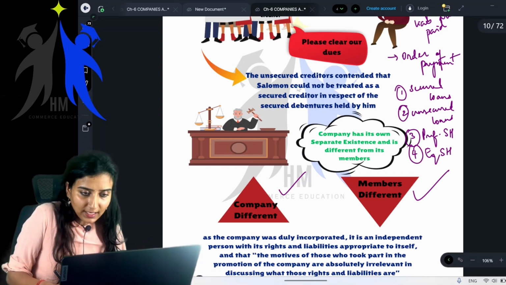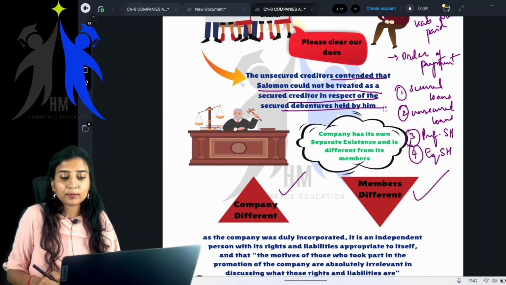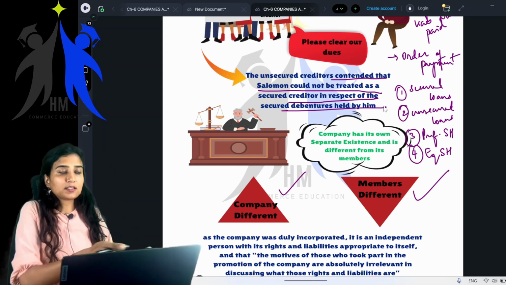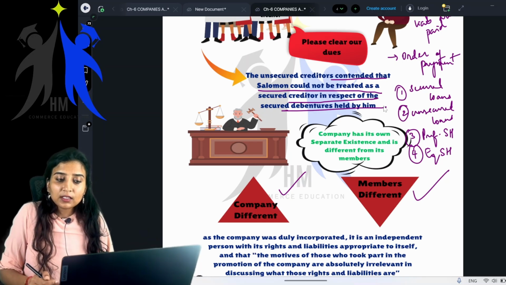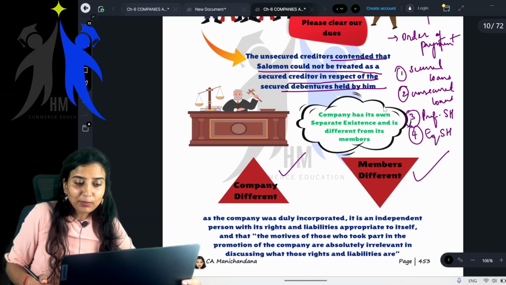See, the unsecured creditors contended that Salomon could not be treated as a secured creditor in respect of the secured debentures held by him. Why? Because he only has the shares. His daughter, his wife, everyone are the shareholders. Yes or no? So they are crying. Okay, but what did the court tell?